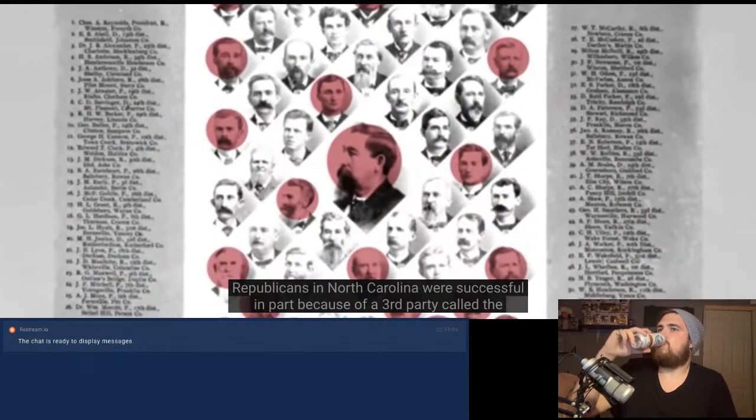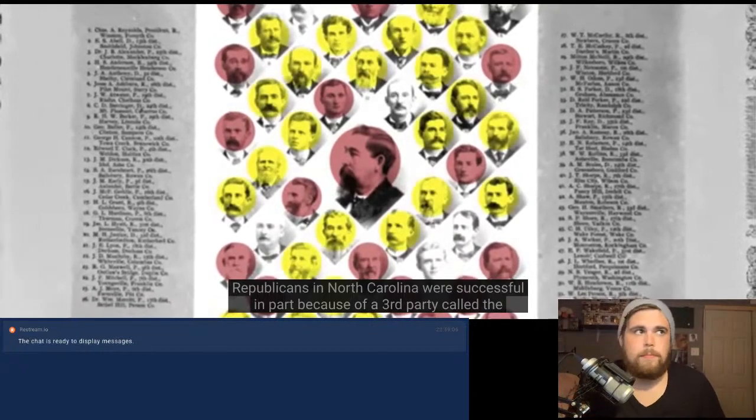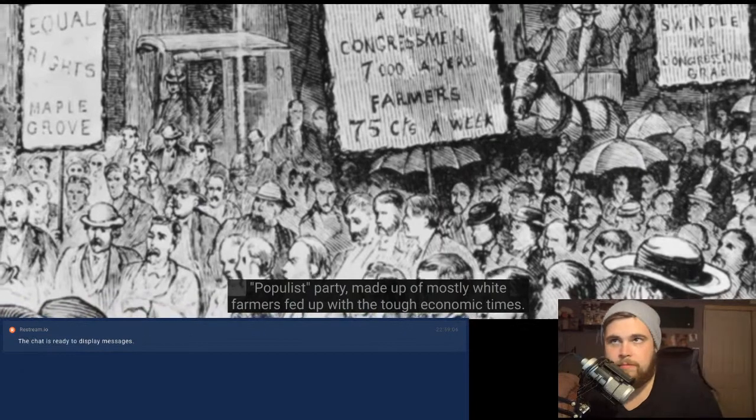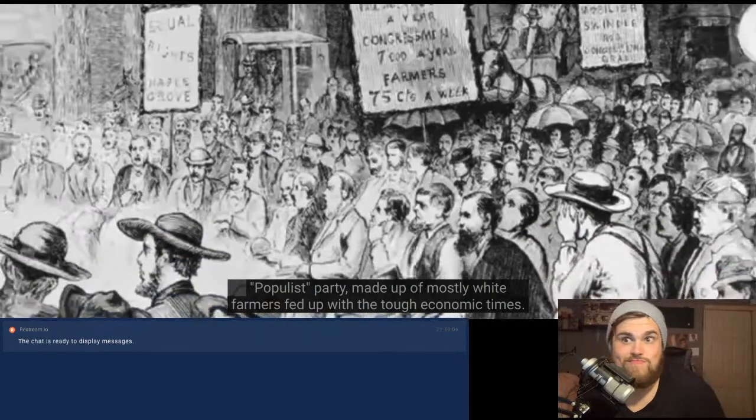Republicans in North Carolina were successful in part because of a third party called the Populist Party, made up of mostly white farmers fed up with the tough economic times.